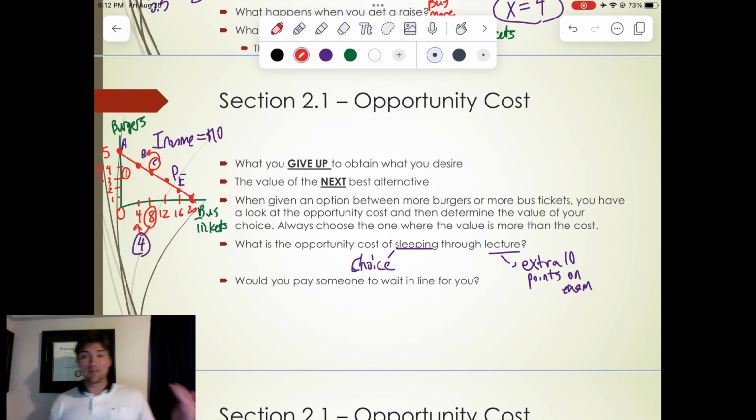Okay, but that's the point of the choices, is that whatever you do, so lecture or sleeping, there is always an opportunity cost. The main thing is, what are you giving up?